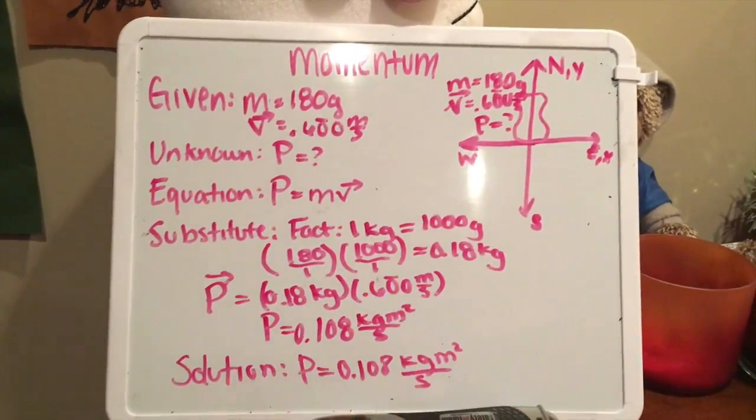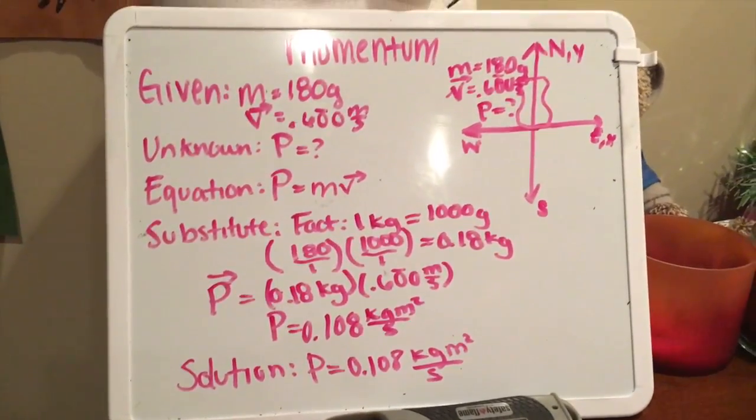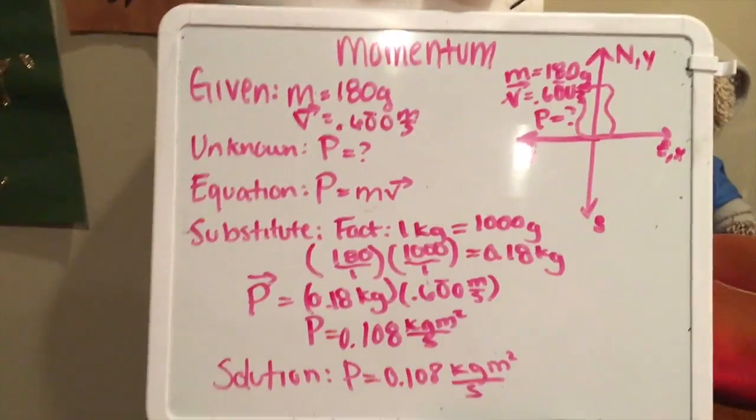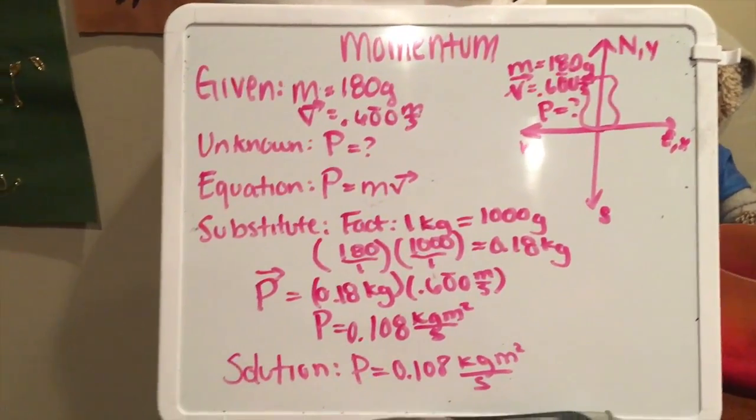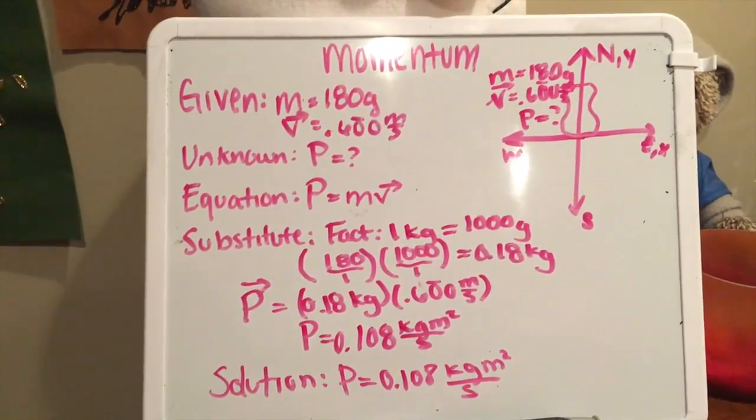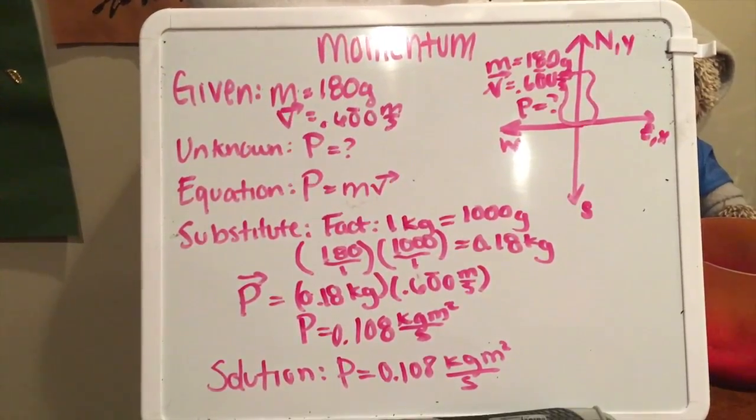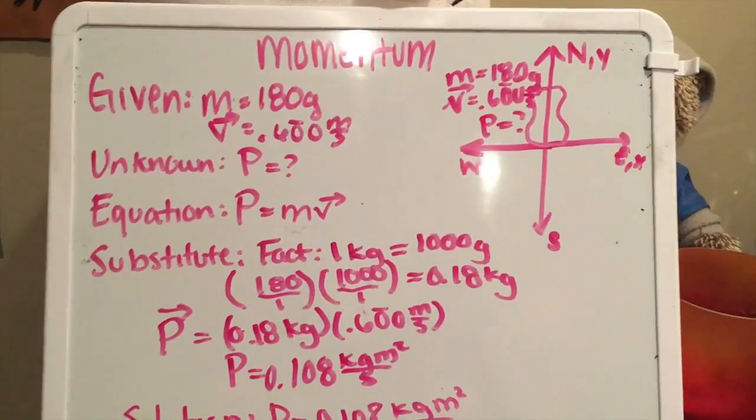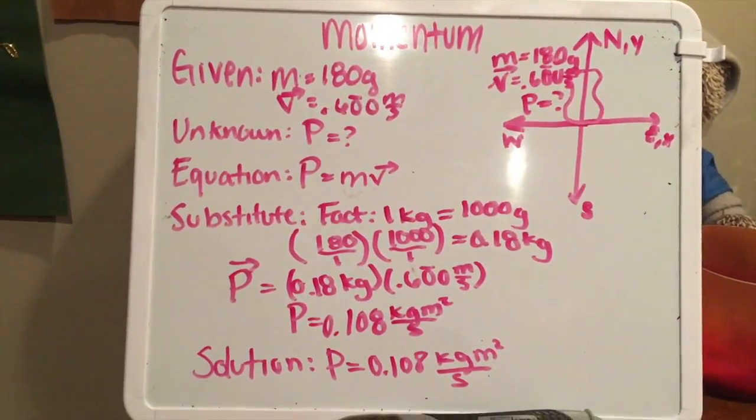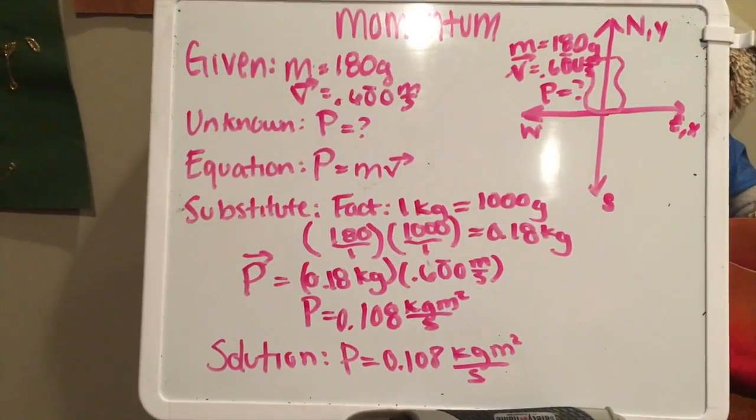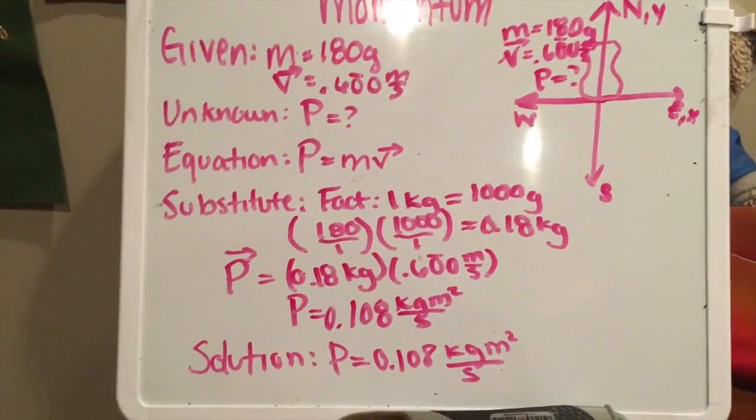In our XY diagram, we have the information that is given and also the unknown. What is given is the mass, which is 180 grams, and the velocity, which is 0.600 meters divided by seconds. The unknown is momentum, and the equation to find momentum is mass times velocity.